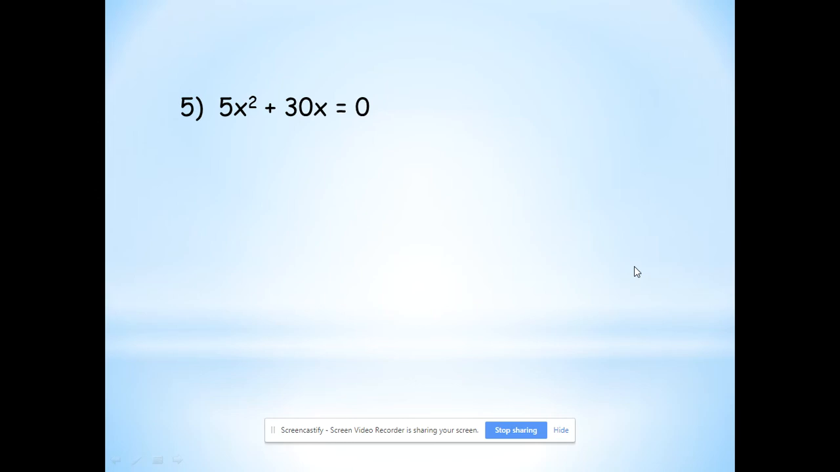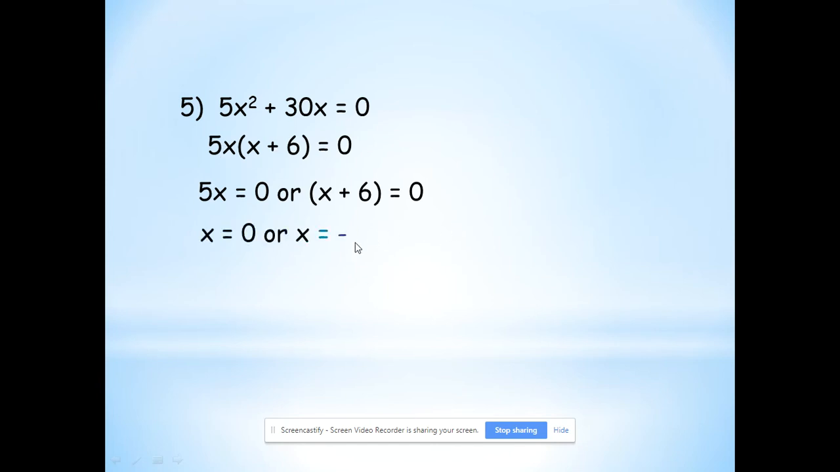5x squared plus 30x equals 0. Again, go ahead and pause the video and see if you can work through this one on your own. First thing you want to do here is factor out an x. So you have 5x times x plus 6. Use the zero product property rule to set each factor equal to 0 and solve. So here you have x equals 0 or x equals -6.